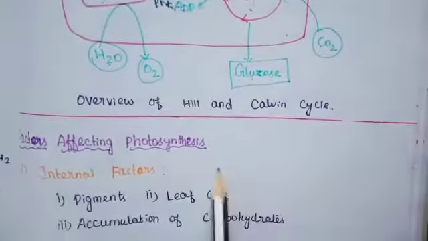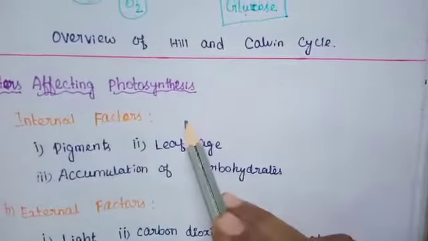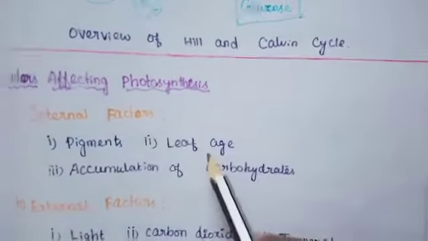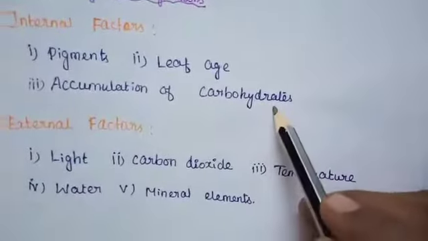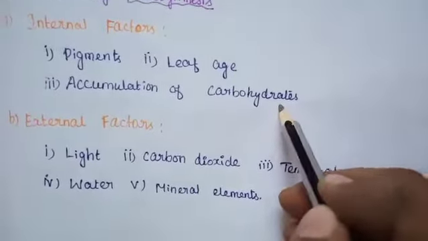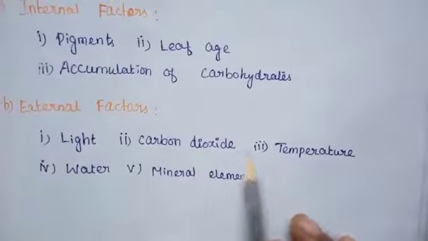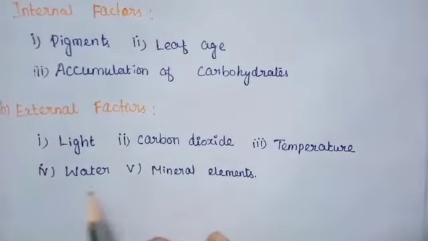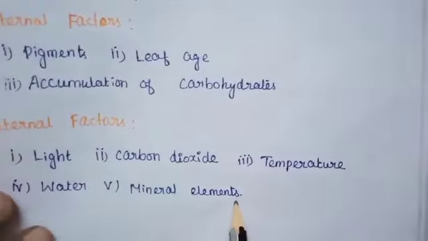Next, factors affecting photosynthesis. Internal factors and external factors. First one, internal factors. Pigments, leaf age, and accumulation of carbohydrate are the internal factors. Then external factors: light, carbon dioxide, temperature, water and mineral elements are the external factors.